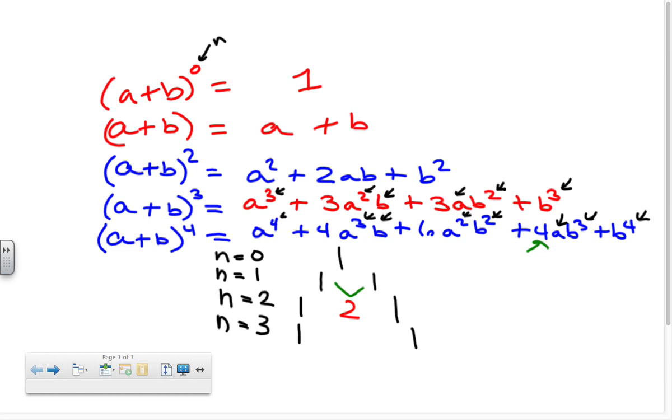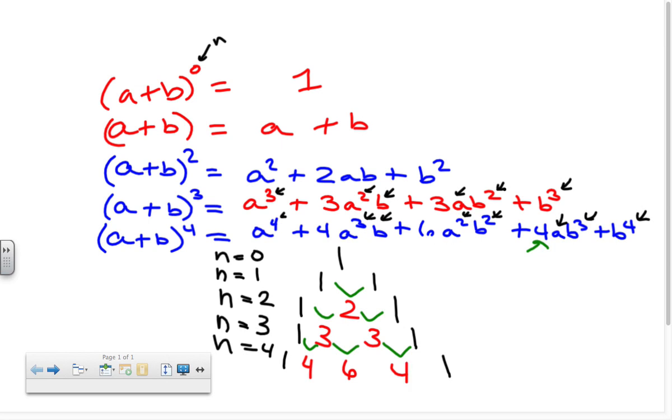Now we're going to add terms to get our next 2. So 1 plus 2 is 3. 2 plus 1 is 3. Now let's look at when n equals 4. Okay, again, 1 and 1. Okay. Now let's add our terms. And I get 3 plus 1 is 4. 3 plus 3 is 6. 3 plus 1 is 4.